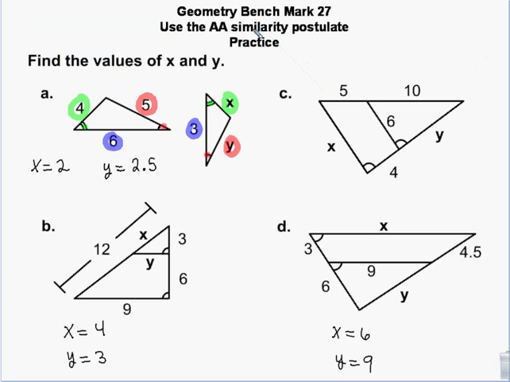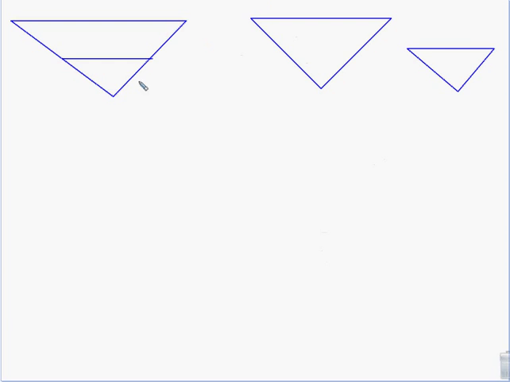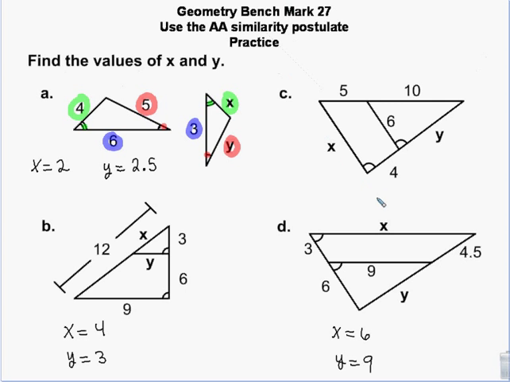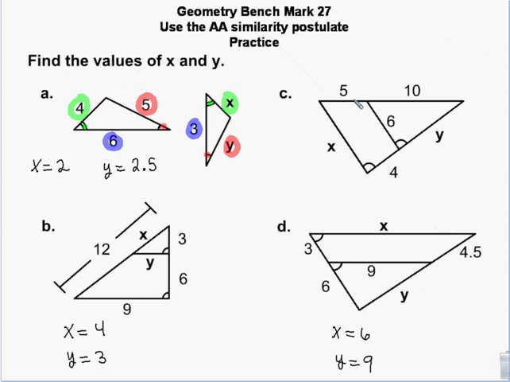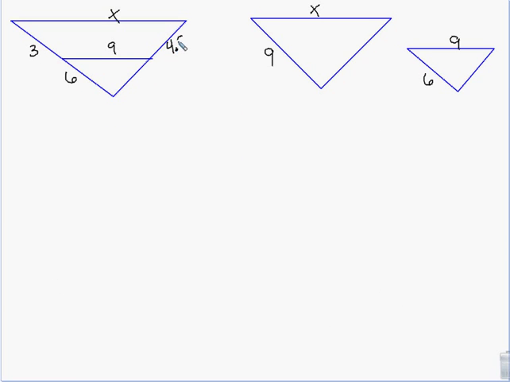So I had 3 and 6 here and here. So the small triangle is 6, and then the big triangle is 3 plus 6, so that's 9. And then I have x and 9, so the big triangle is x, and the little triangle is 9. And here I have 4.5 and y. So that little triangle is y, but this big triangle side is y plus 4.5. Because it has to be the whole side.